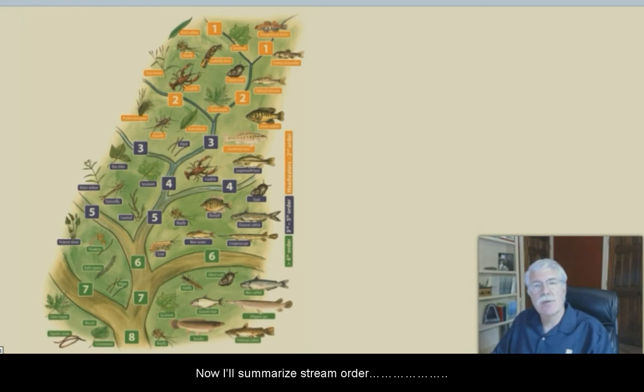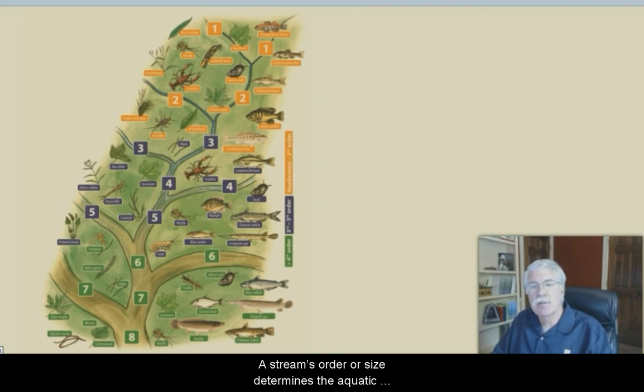Now let me summarize stream order. Stream order determines aquatic communities. A stream's order or size determines the aquatic community it can support. Headwaters, first order, and second order streams have little or no rooted or floating plants, so aquatic animals depend on debris that falls or gets washed into the water. These conditions favor shredders and small fish.